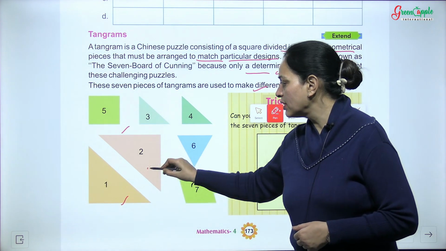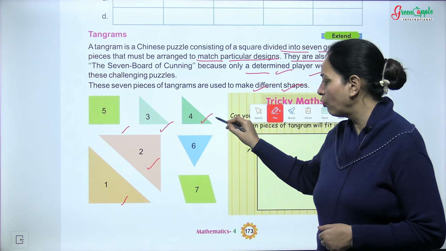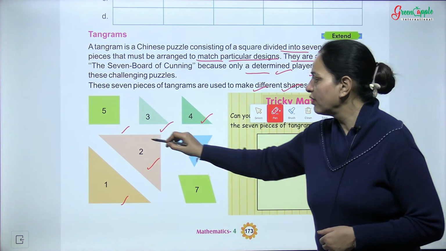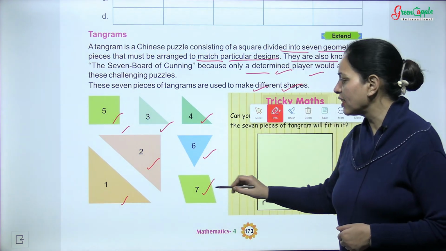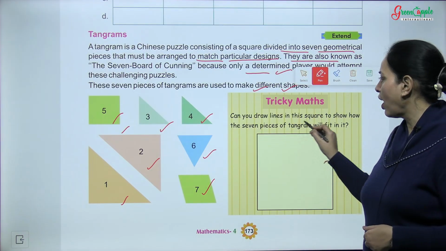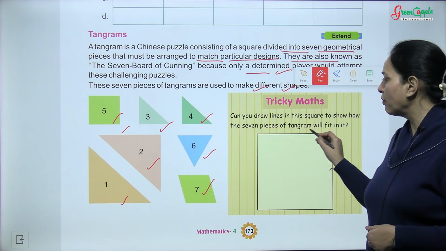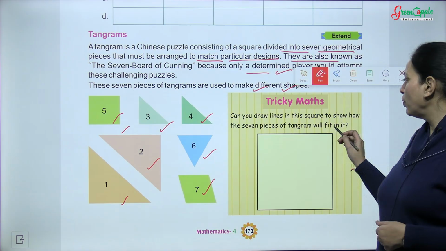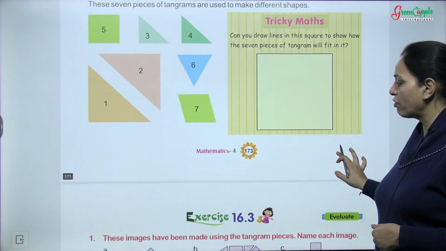This is the first, second a triangle, third, fourth, sixth. This is the fifth one, and the seventh is a parallelogram. So now, tricky maths: can you draw lines in this square to show how the 7 pieces of the tangram will fit in it? So you can try this.